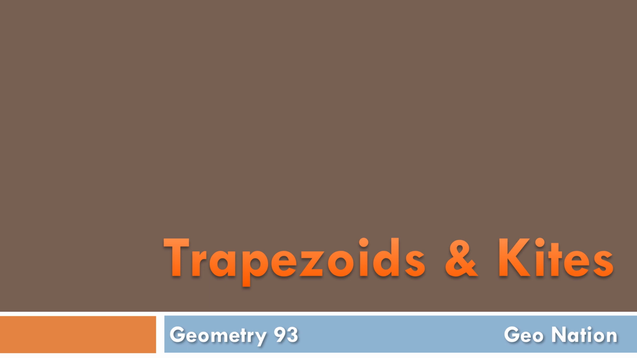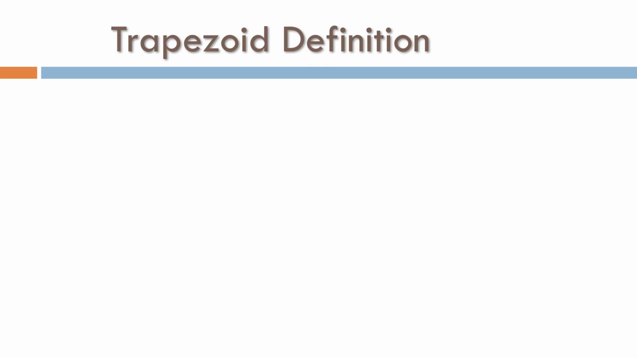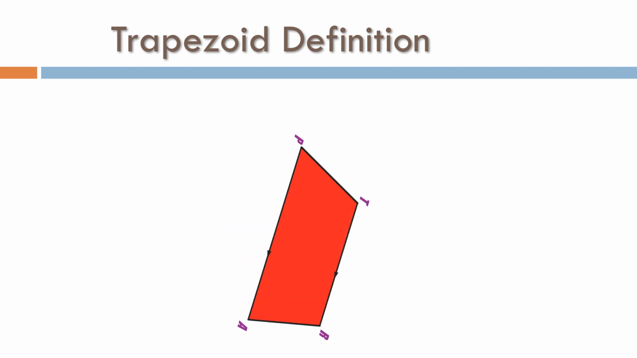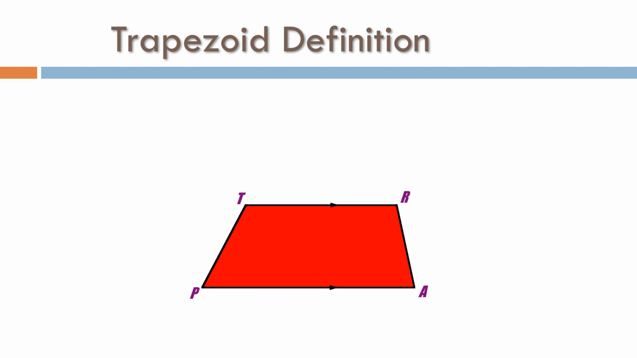Okay, so... okay, that didn't work out so well. There we go. Okay, there's a trapezoid.